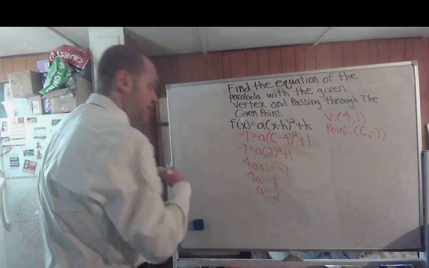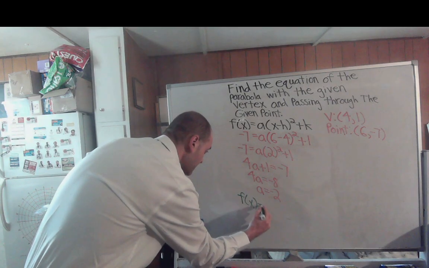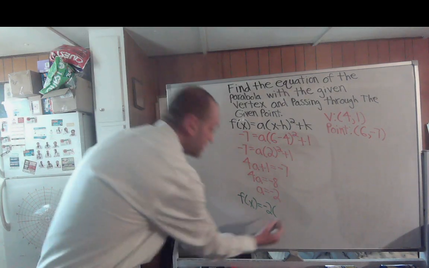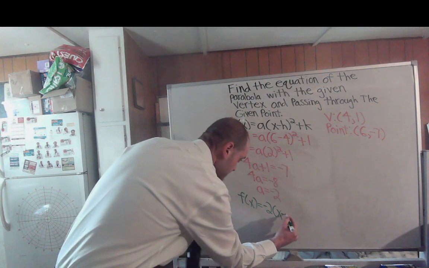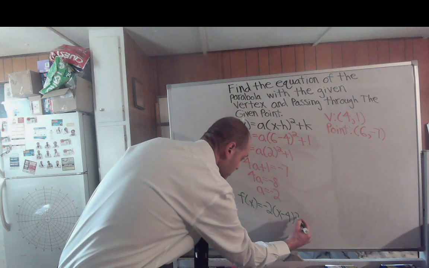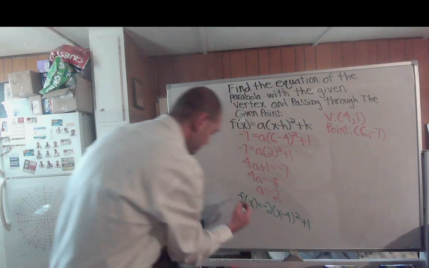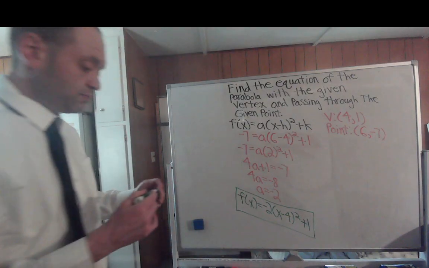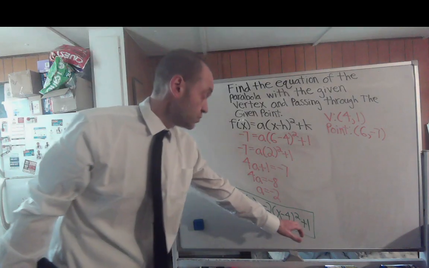So this time the equation of this parabola would be f of x equals that negative 2, which is your a, times the quantity of x minus the x-coordinate of your vertex. So x minus 4 quantity squared plus your y-coordinate of 1. So in this case, you should get f of x equals negative 2 times x minus 4 squared plus 1.